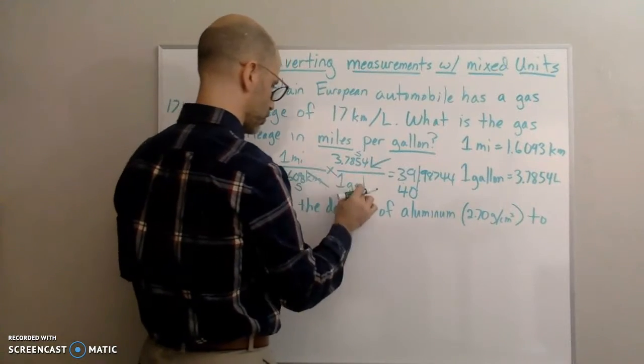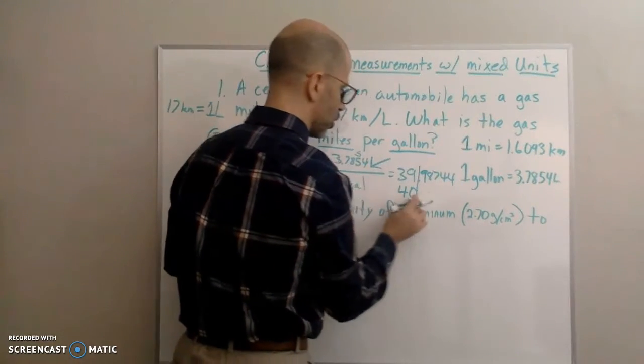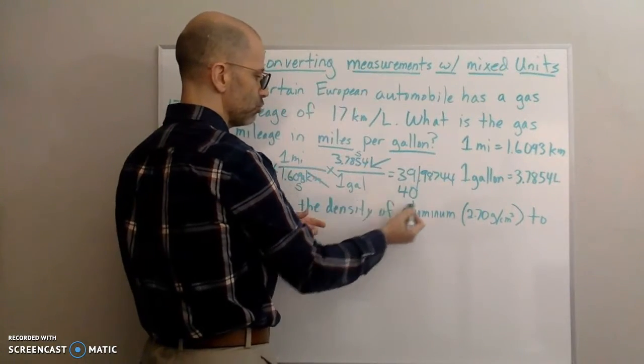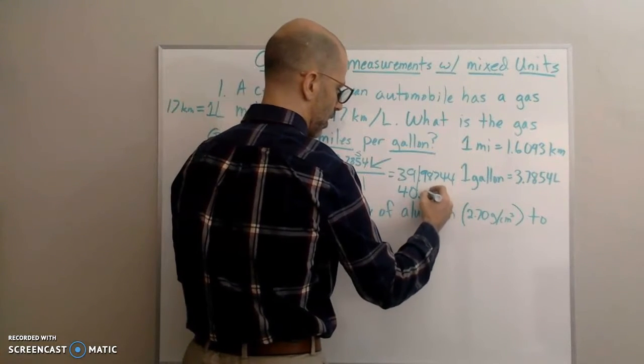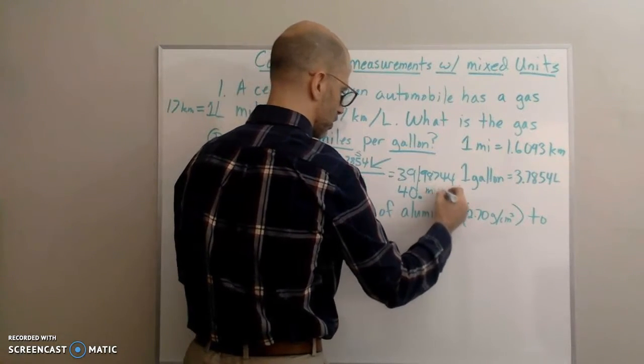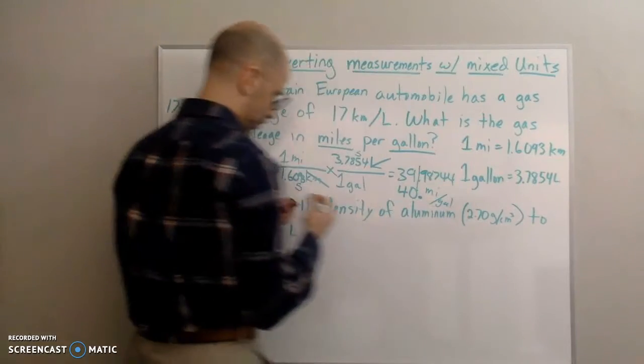Where is it? Miles per gallon. And so in order for this to be 2 sig figs, I need to have my decimal point there. And then that's going to be miles per gallon.